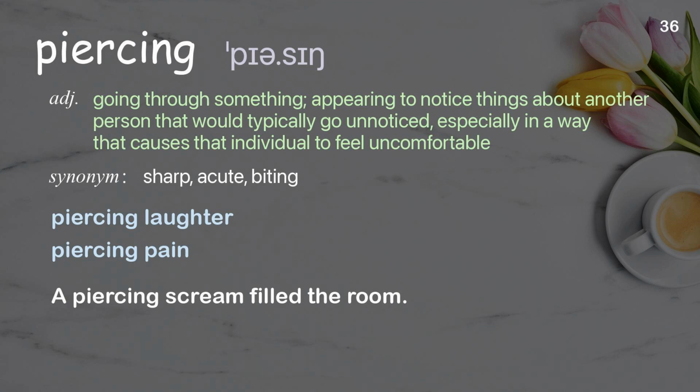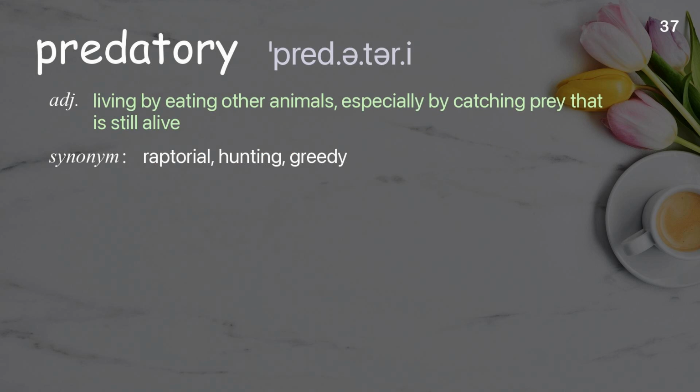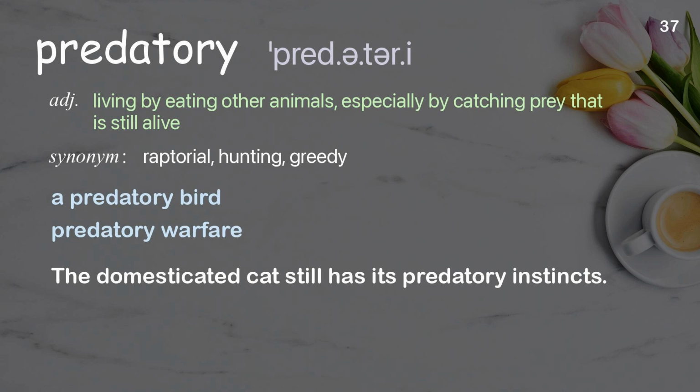Predatory. Living by eating other animals, especially by catching prey that is still alive. Examples: a predatory bird, predatory warfare. The domesticated cat still has its predatory instincts.